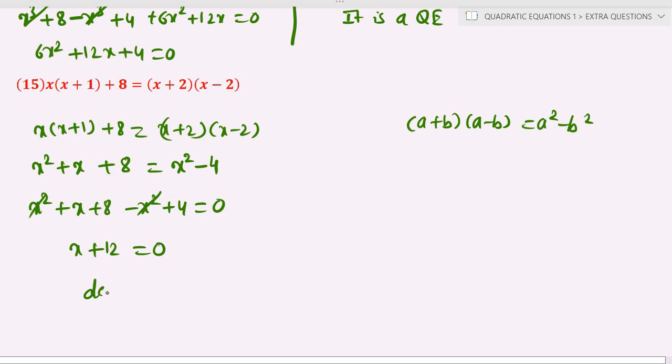As the degree of the equation is 1, therefore it is not a quadratic equation. It is not a quadratic equation.